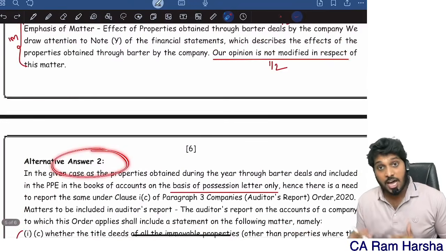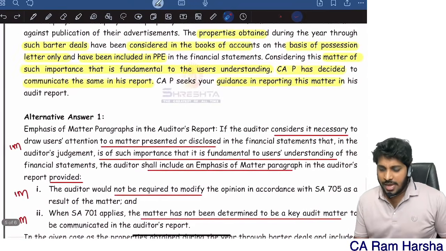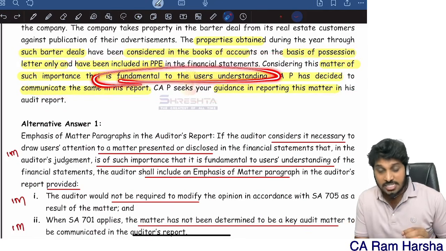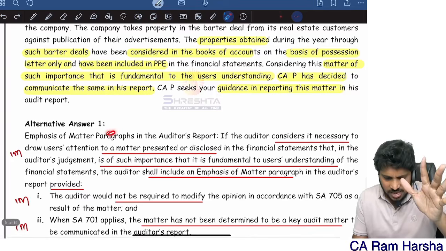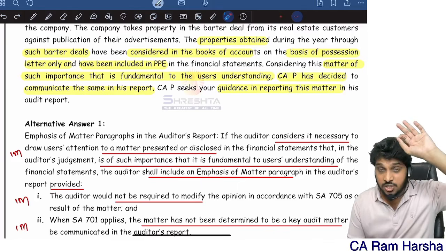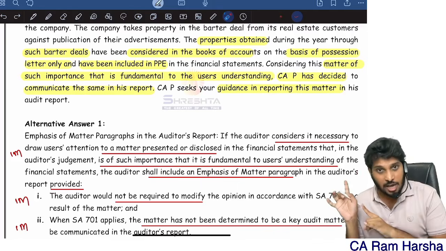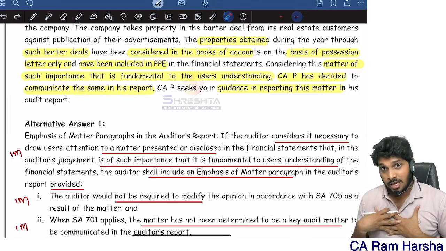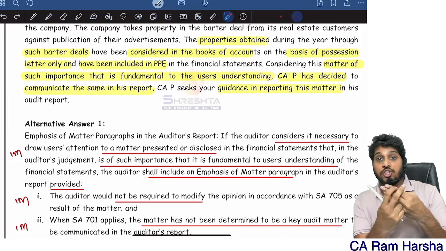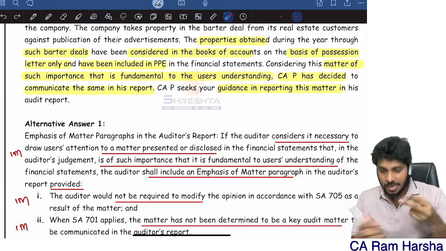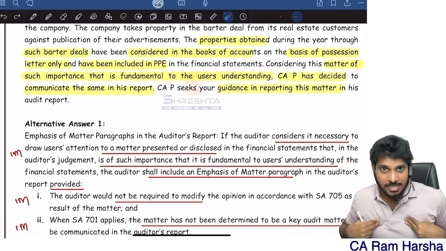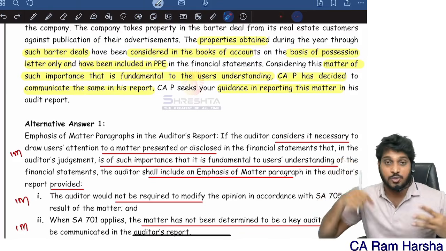That is if the student thinks CARO is the right answer. Some students understand the emphasis of matter paragraph definition. The moment you read "fundamental to users' understanding," the answer is emphasis. Between these two, emphasis is the more accurate answer. But reporting will apply even in CARO. Actually, if it is me, I will say both. I will say report in the emphasis of matter as well as in CARO, both as part of a single answer. That's how I would tell it. Emphasis of matter 3 marks weightage, CARO 2 marks weightage I will give. Actually, if I set this paper, I would give 3 plus 3, 6 marks weightage.